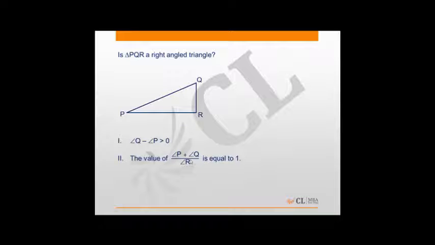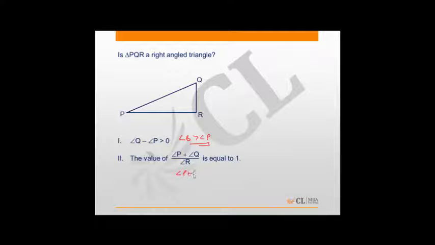Next question. Is PQR a right triangle? Statement 1 gives you angle Q minus angle P is more than 0, which basically means angle Q is more than angle P. So this alone is not sufficient, definitely, right? There can be multiple possibilities.